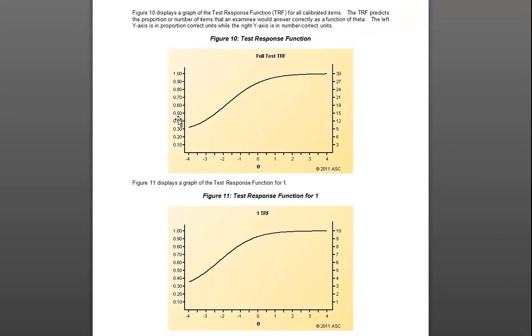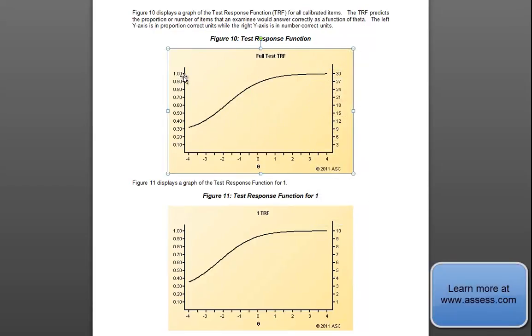We then provide the test response function, which shows you as a function of theta the likely proportion correct for each examinee, as well as the likely number correct out of 30 for each examinee. So someone who is at a theta of plus 3 will likely get 30 correct, which of course translates to a proportion of 1.0 or 100%. Whereas someone at minus 1 here will probably get only 24 correct, which is about 0.8.